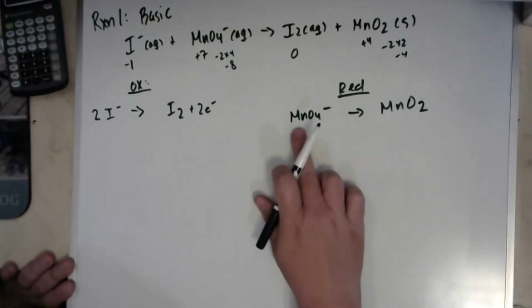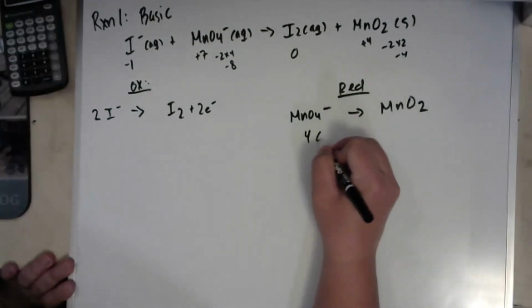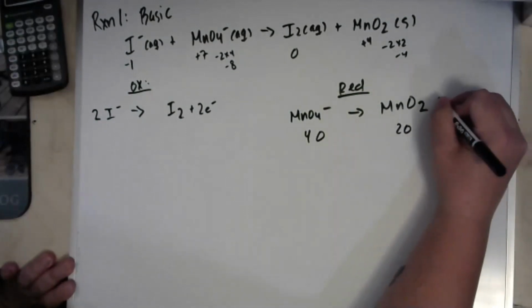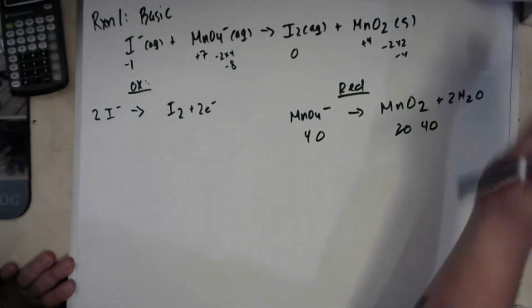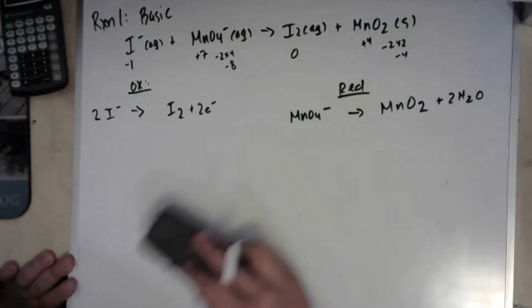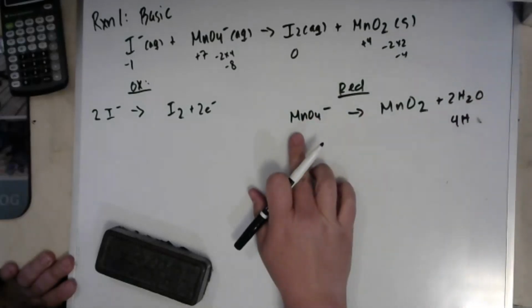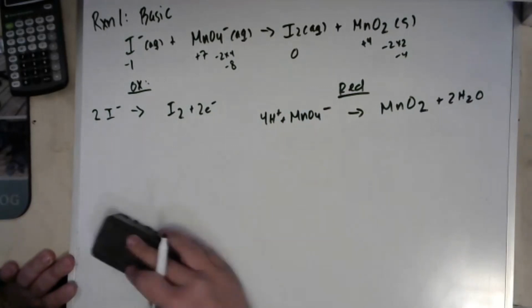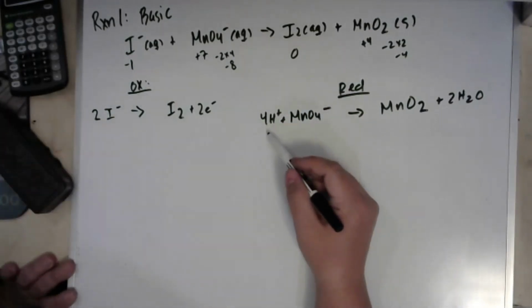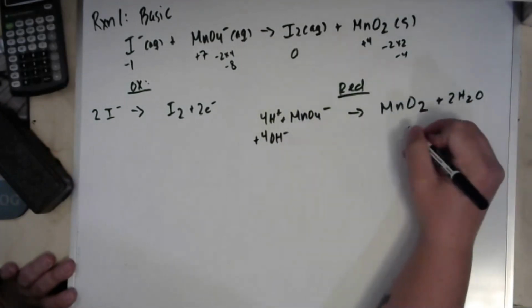So we come over here, our manganese atom number is the same. I have 4 oxygens here and I have 2 oxygens here. So I'm going to add 2 more waters, so I have a total of 4 oxygens here. Now I have 4 hydrogens here and I have no hydrogens here. So I'm going to add 4 hydrogen ions. And this is the point where we say to ourselves, you can't have hydrogen ions in a basic solution. So to take care of that, I'm going to neutralize these 4 hydrogens by adding hydroxide ions to both sides.